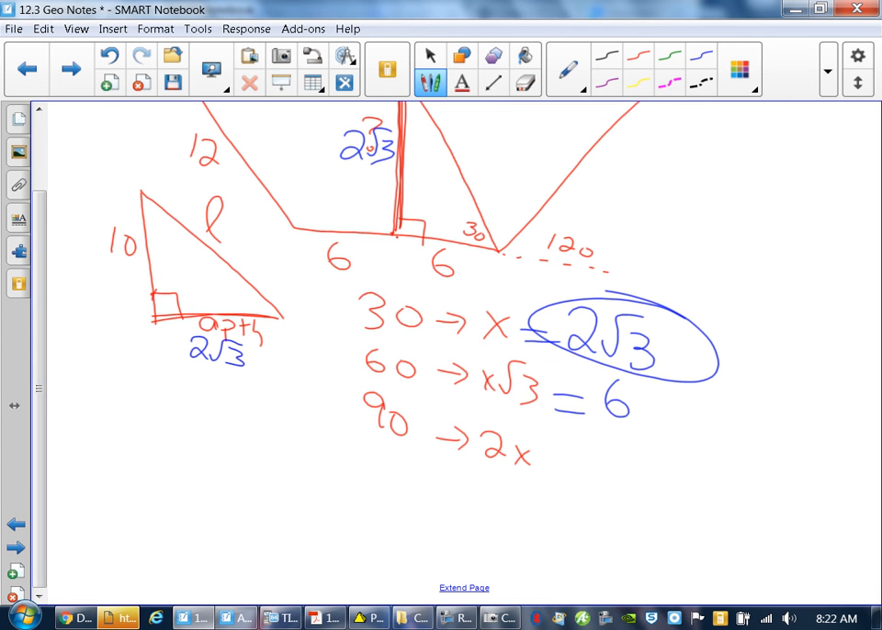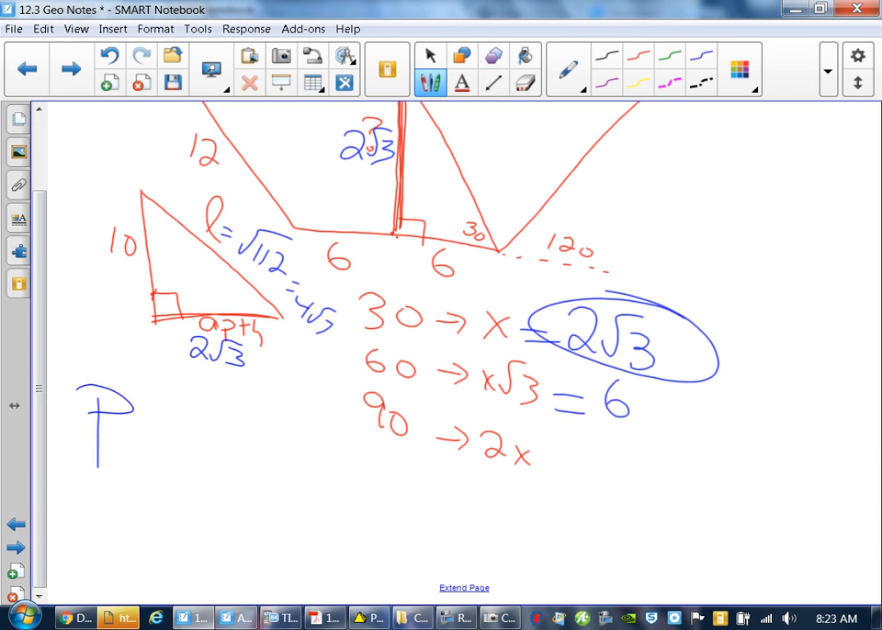Sorry, forgot. So now we do 10 squared plus 2 root 3 squared. So we have 100 plus, what would that be, 12? So the slant height would be the square root of 112, which is 4 root 7. Yeah, you're right. That's the thing.